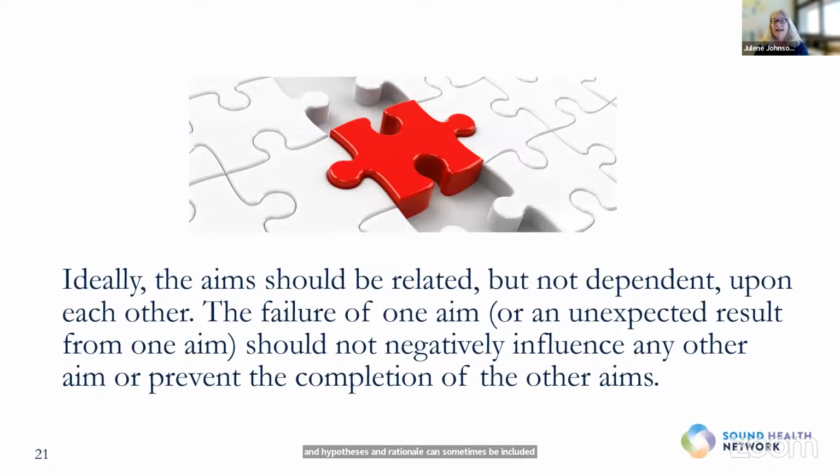Ideally, though, the aims should be related but not dependent upon each other, so that the failure of one aim or an unexpected result from one of the aims should not negatively influence any other aim or prevent you from completing the aims that you've proposed in your grant.